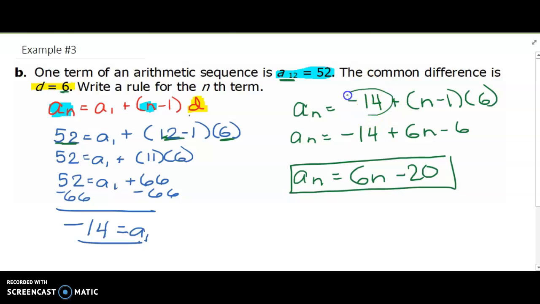And then when you plug that negative 14 back in for a sub 1 and clean it up, you should get a sub n equals 6n minus 20. And once again, now we can find any term by just plugging it in for n.